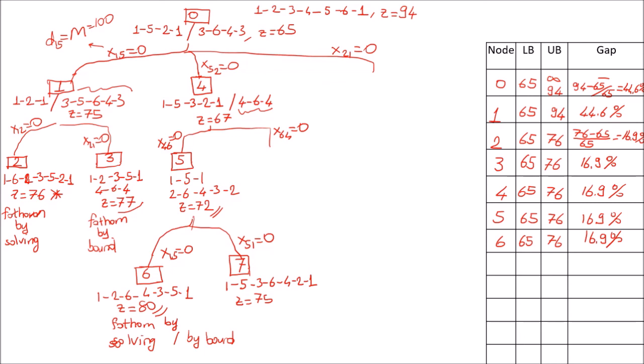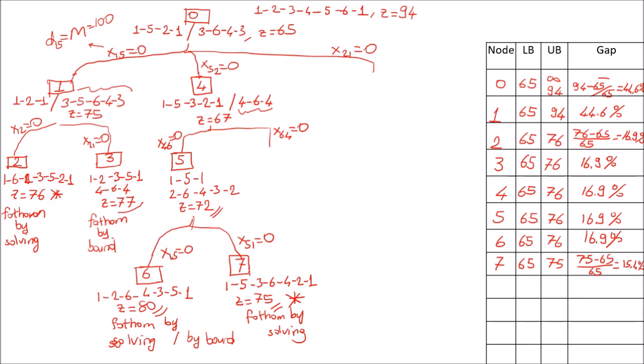Okay, so when you look at this solution, there are no subtours. It means that we fathom by solving here. And when you compare the Z value with our previous incumbent, we see that this is a better one, so we update the incumbent. So in node number 7, we still have the same lower bound, but the upper bound is 75 now. And the gap value is 75 minus 65 divided by 65, which is equal to 15.4%.